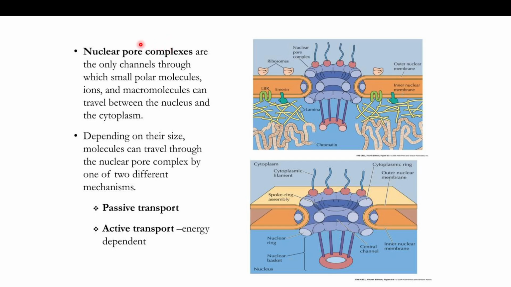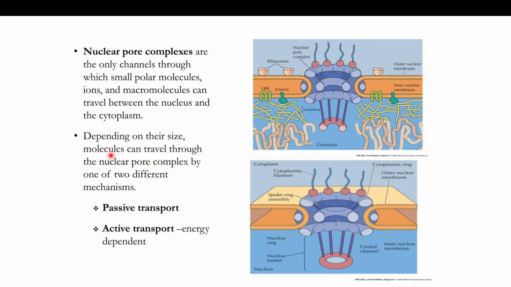So, if we talk about the nuclear pore complexes, these are actually channels through which small polar molecules, ions, and macromolecules can travel between the nucleus and the cytoplasm. This is inside the nucleus, this is the inner nuclear membrane, and that is the outer nuclear membrane. This part here is the cytosol.